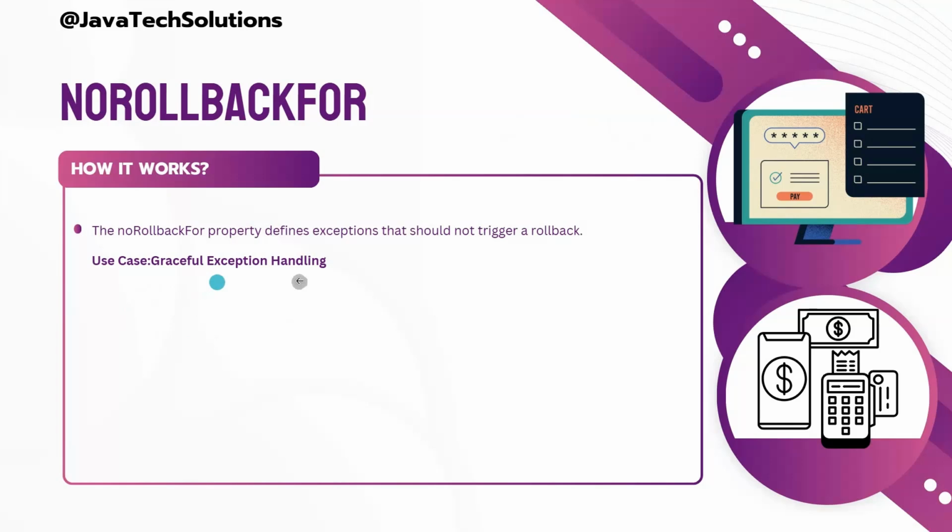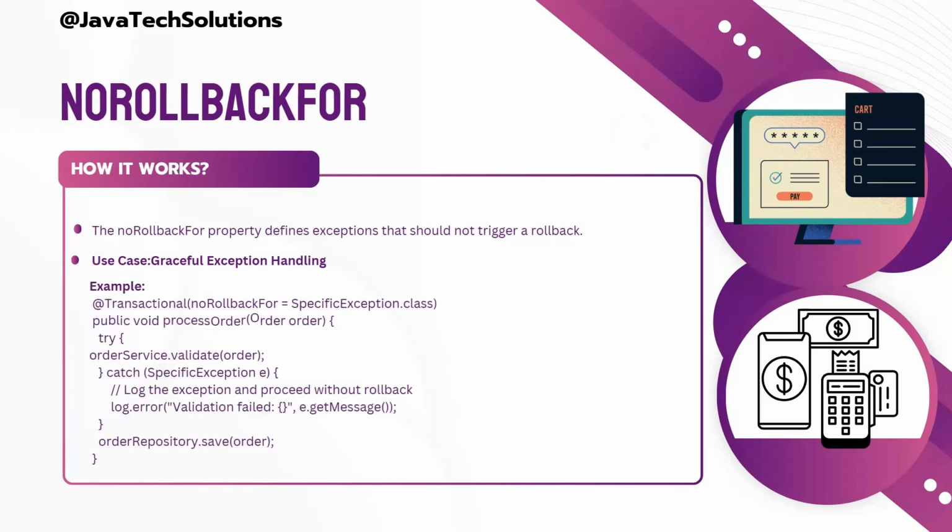So it's graceful exception handling, meaning we are avoiding a particular exception. For this particular exception, it will not roll back the data. In this way we can use this property, no rollback for equals to a specific exception dot class. So this is a customized exception. If this particular exception is thrown, it will not roll back the complete transaction.